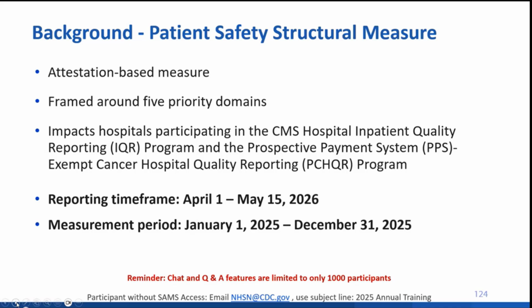To effectively assess these elements, the patient safety structural measure is organized into 5 priority domains. Each of these domains contains 5 statements that aim to capture the most critical structural and cultural components of patient safety. This measure is required for hospitals participating in the Hospital Inpatient Quality Reporting Program and the Prospective Payment System Exempt Cancer Hospital Quality Reporting Program.